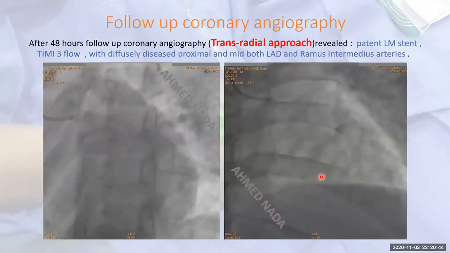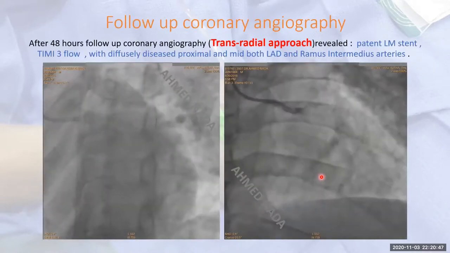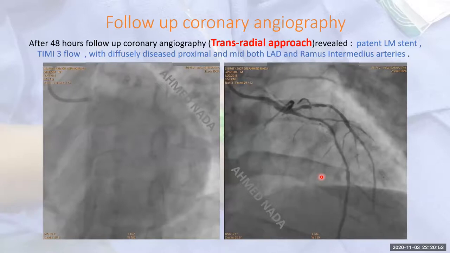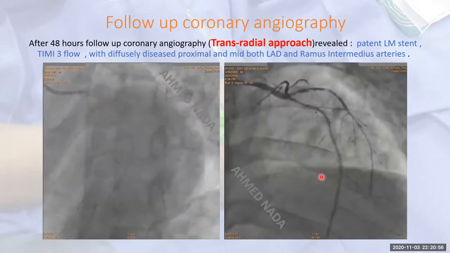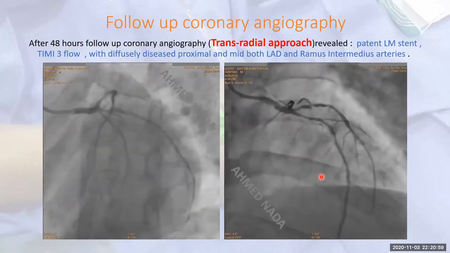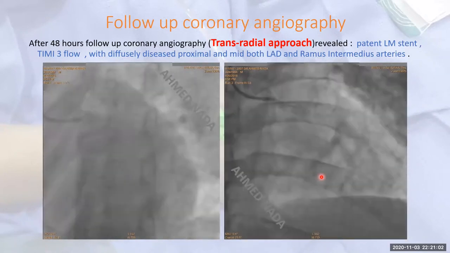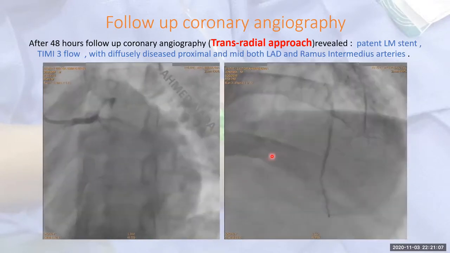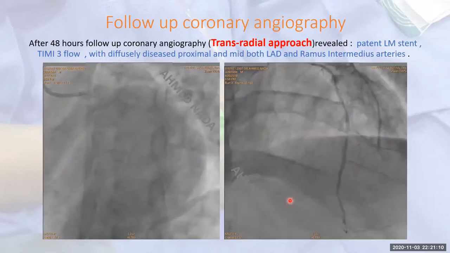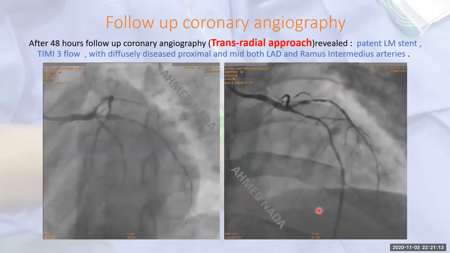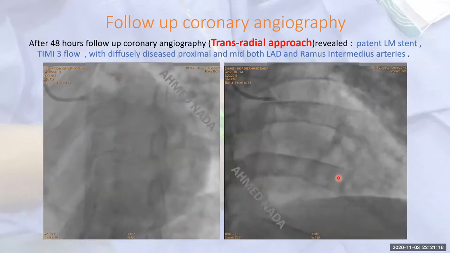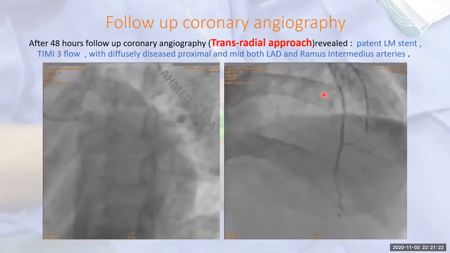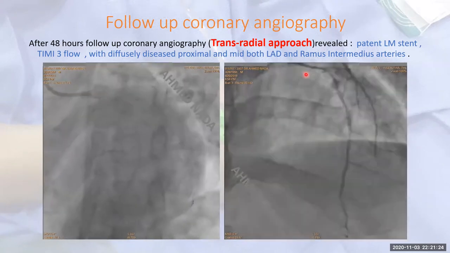So we brought him back to the cath lab after 48 hours. And as Dr. Mansour does in his practice, we did it transradial. We have a stable patient, we don't have any problem to rush for that. And as you see, there is symmetric flow, and you appreciate that even the embolization, the thrombus in the previous procedure, actually cleared 100%. And now we clarified and verified all the diffuse lesions in the LAD and in the ramus.